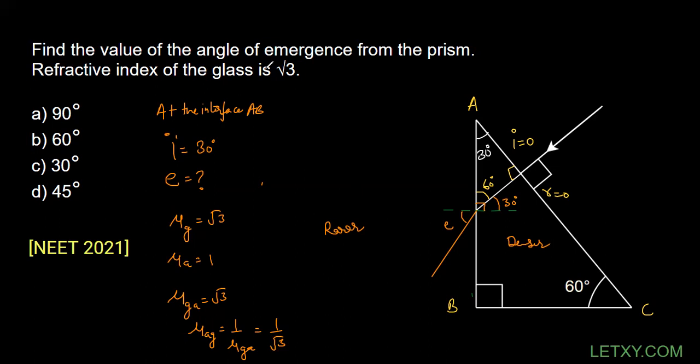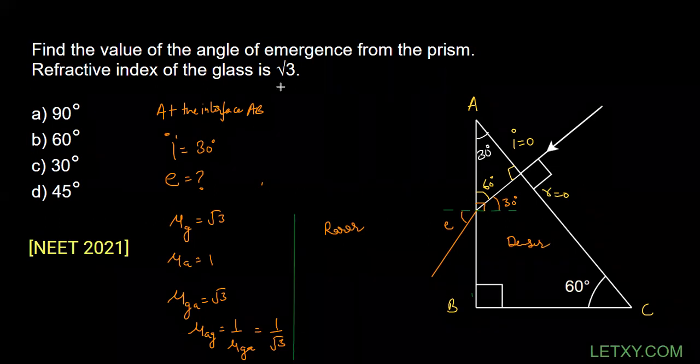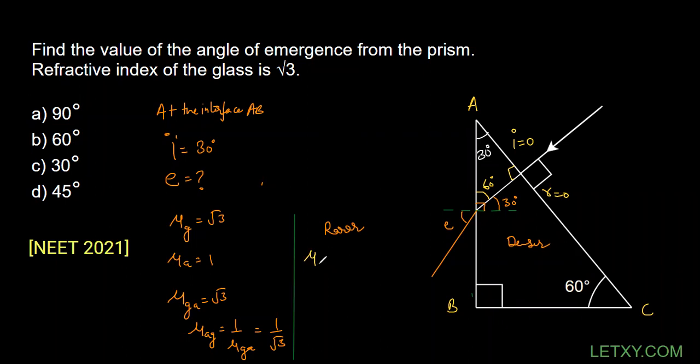Let's apply Snell's law. Let me make some space for this. Just a minute. I'm going to apply Snell's law. You know what Snell's law is? Simply mu, and since the light is coming out into air, we will write down mu g a is equal to sine I dash upon sine E. So mu g a is 1 by √3, we have already calculated. What is sine I dash? It is sine 30 degree, and sine E is what we have to calculate.